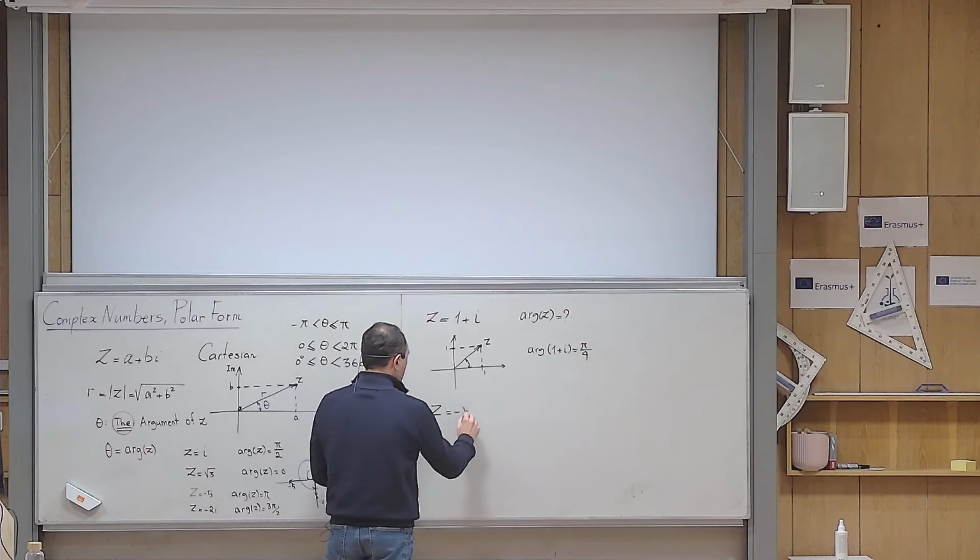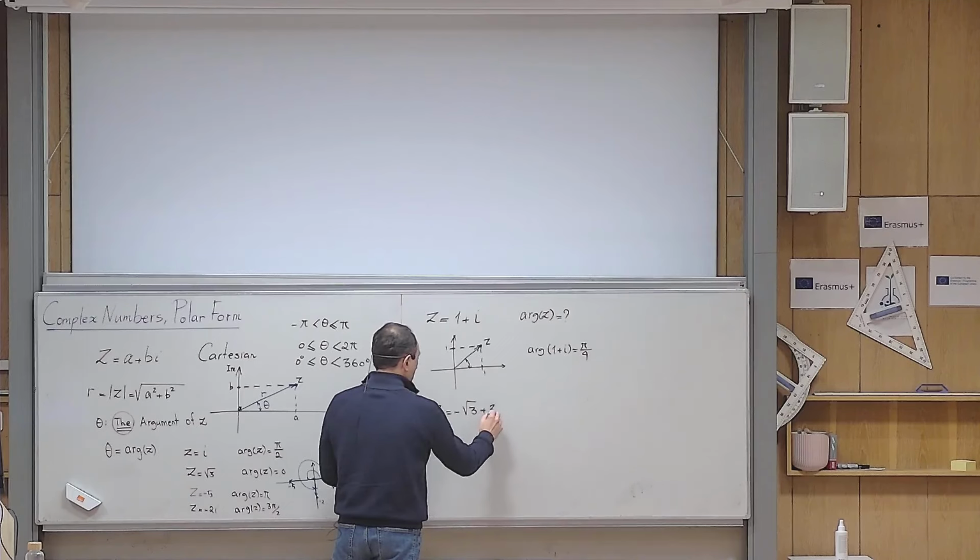z equals minus the square root of 3 plus 3i.